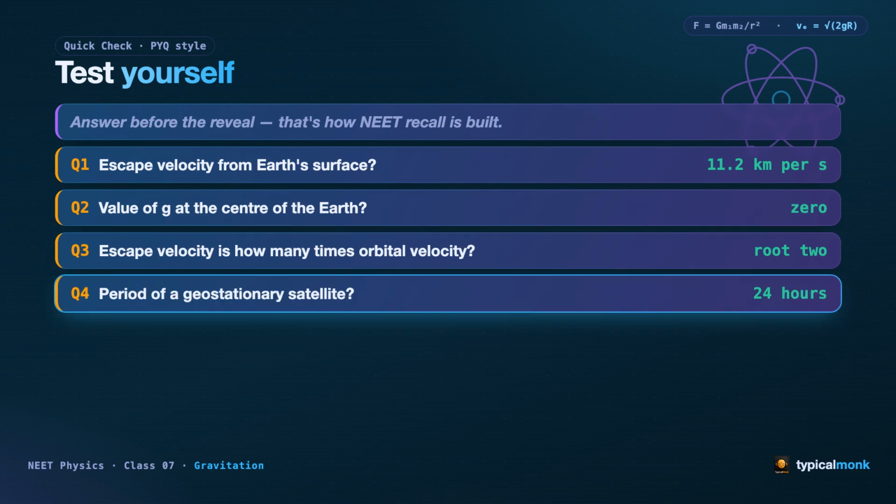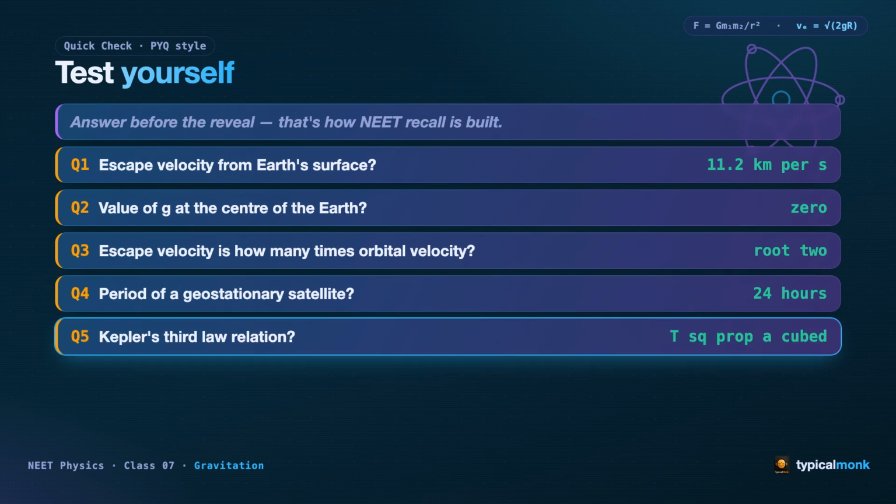Root 2 times. Question 4. What is the period of a geostationary satellite? 24 hours, 1 full day, so it stays over the same point. And question 5. State Kepler's third law relation. The period squared is proportional to the semi-major axis cubed. If those came quickly, you have truly understood today's class.